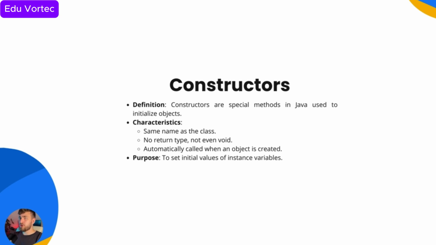Constructors are a special type of method in Java that are used to initialize objects. Let's dive into the first part of this lesson and start by understanding what constructors are and what they are used for. So, as I mentioned, in Java, a constructor is a special type of method that is used to initialize objects. When an object is created, its constructor is called automatically to set the initial values of its instance variables. The constructor's name is the same as the class name, and it has no return type, not even void.